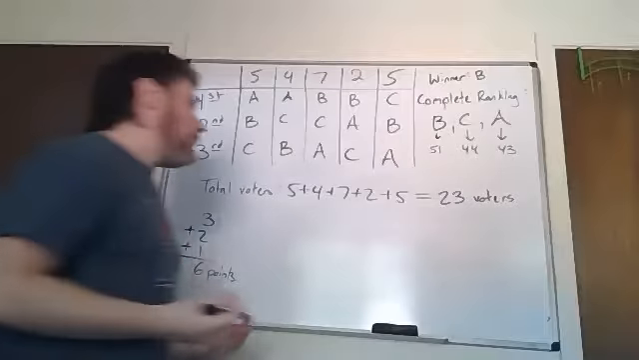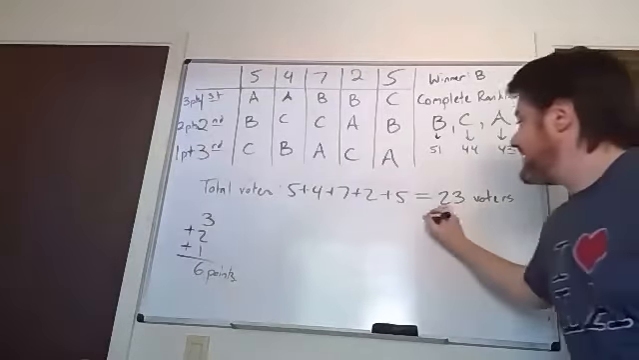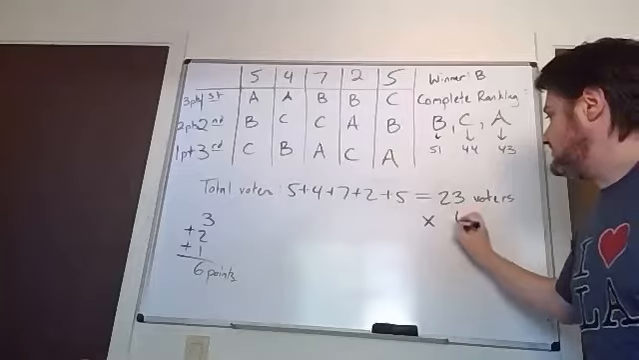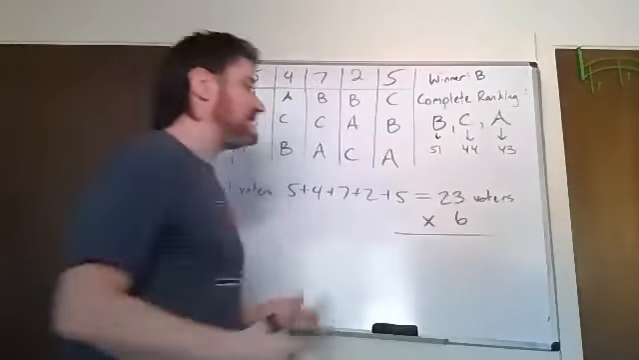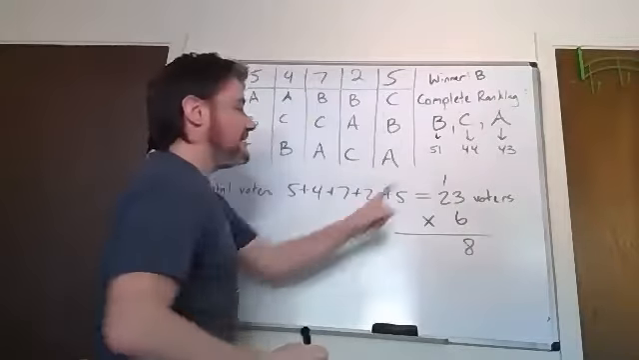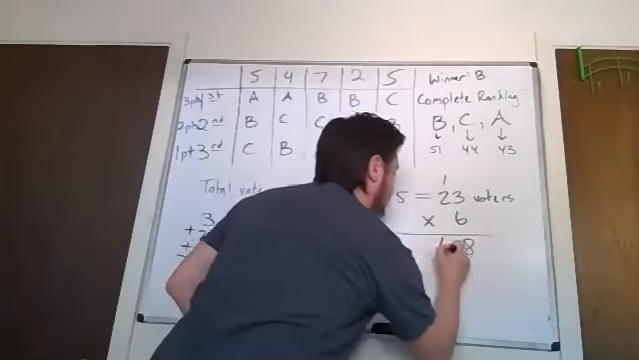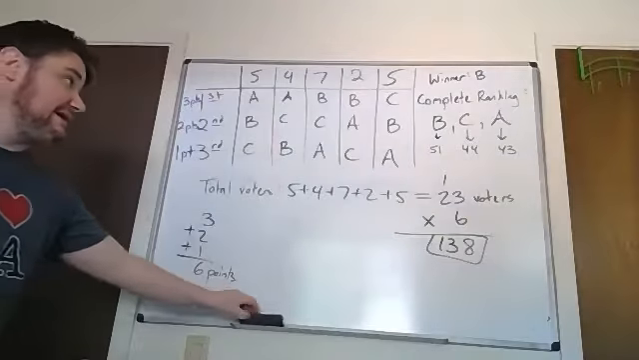Okay. How many points should there be total in this election? Well, there's 23 voters. Each voter is giving out 6 points. And so if we multiply that, we should get the total number of Borda points altogether. All right. 6 times 3 is 18. Carry that 1. 6 times 2 is 12. And the 1 makes 13. So 138 points is how much there should be in this election.